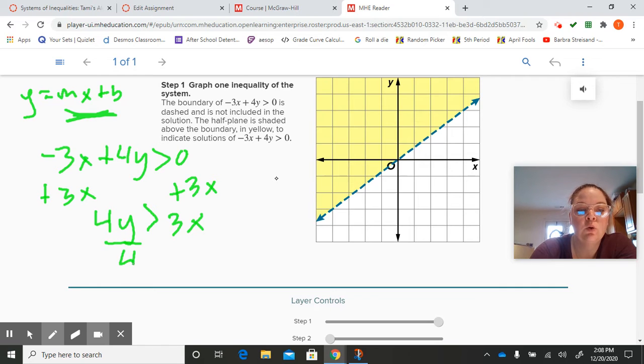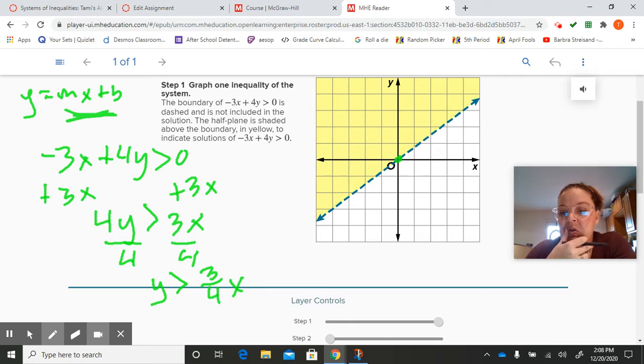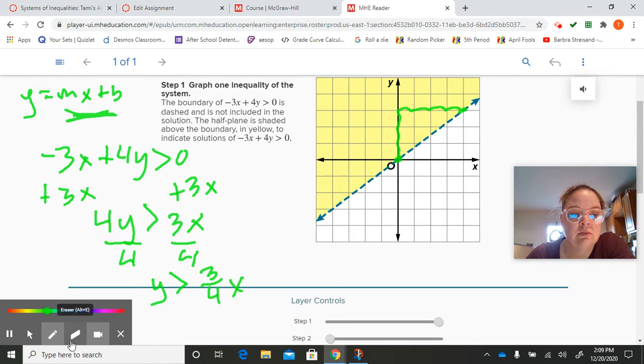And then we're going to divide by 4. It is a positive 4, so our inequality symbol stays the same direction. So y greater than 3/4 x, 3 over 4x. Here we are crossing at 0 because that's our y-intercept. We're going up 3 over 4. It is dotted or dashed because it is strictly greater than, and it is shaded above because greater than means more. That's where our bigger numbers are.